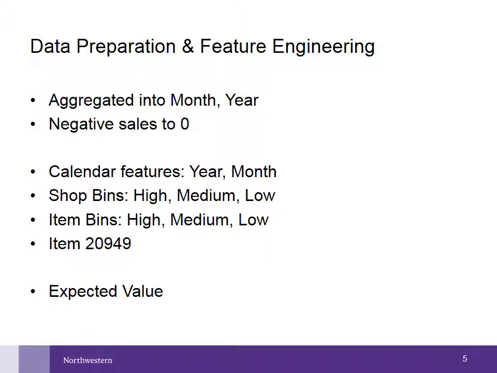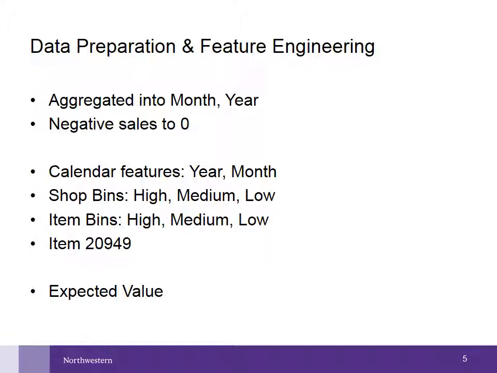So next I did some data prep and feature engineering. Data prep included, again, aggregating that data into a month-by-month basis and setting the negative sales, which I assumed to be errors, to 0. Some feature engineering included creating the year and month variables, as well as breaking up the shops and items into categorical bins that looked at quantile and historical information to see which shops had high, medium, and low transactions, as well as which items had high, medium, and low transactions.